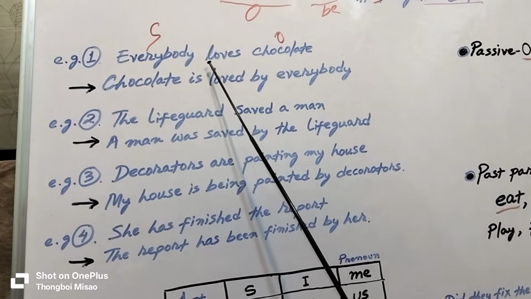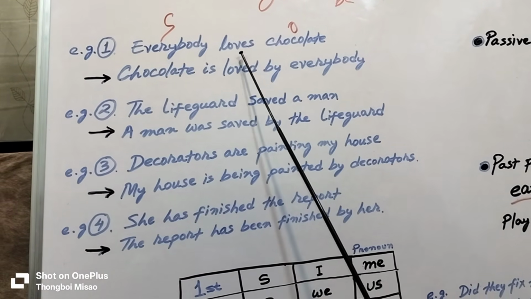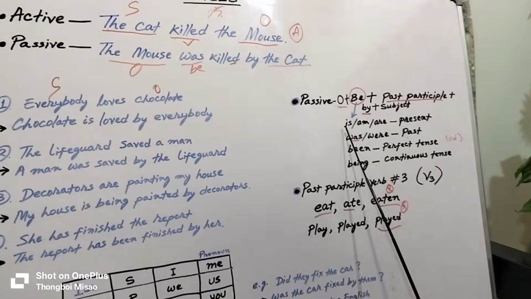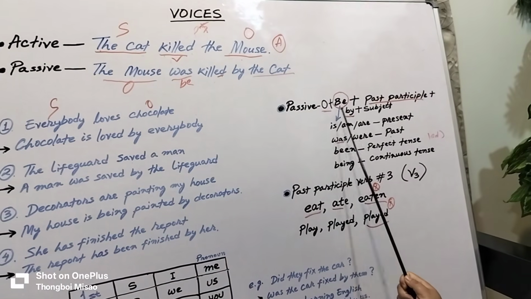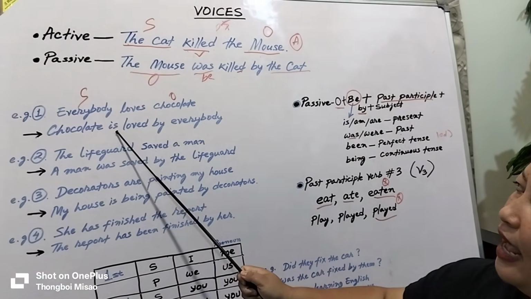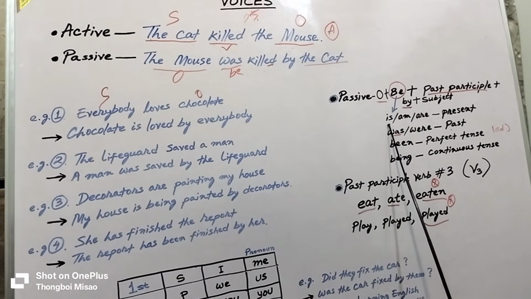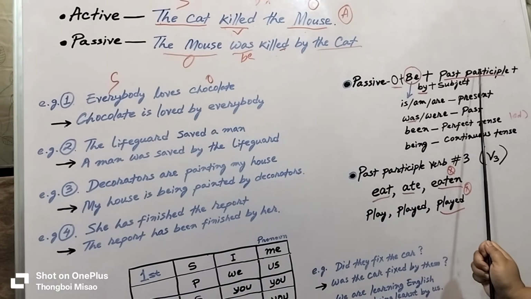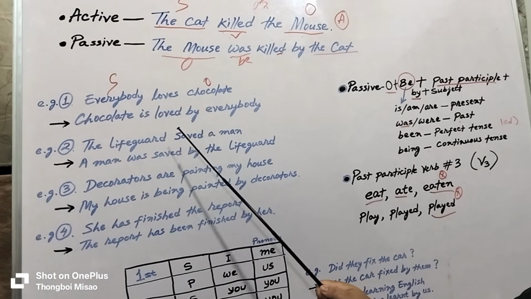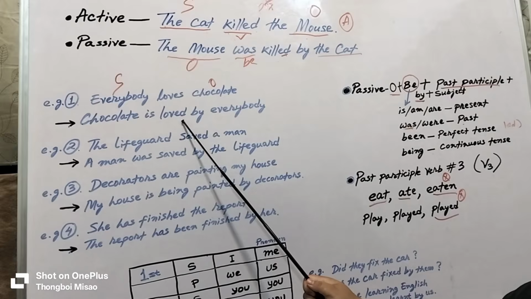Let's see with the present simple tense: loves, love. So for present simple tense, we use is, plus the past participle. What is the past participle of love? Loved.